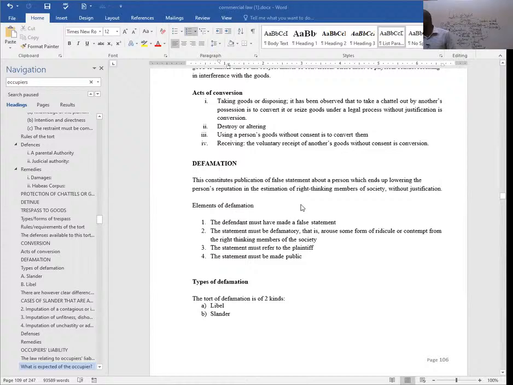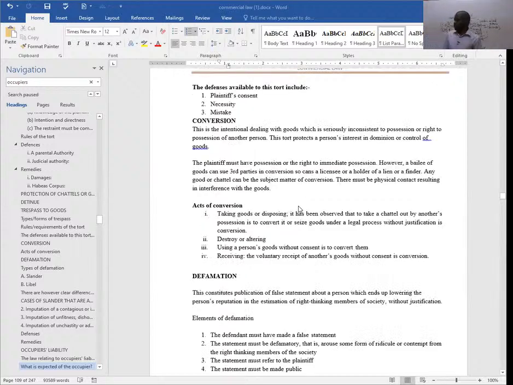So you can see what defamation is. It constitutes publication of a false statement about a person, which ends up lowering the person's reputation in the estimation of right-thinking members of the society without justification. So basically, publishing or mentioning a statement which is not true about a particular person. It's a tort that constitutes giving out false information about a person, which lowers his or her reputation in the society.